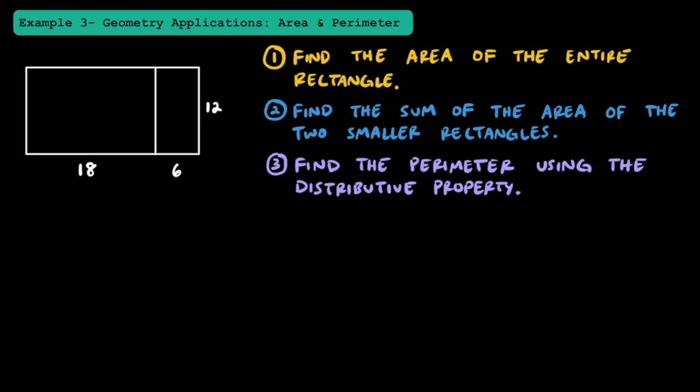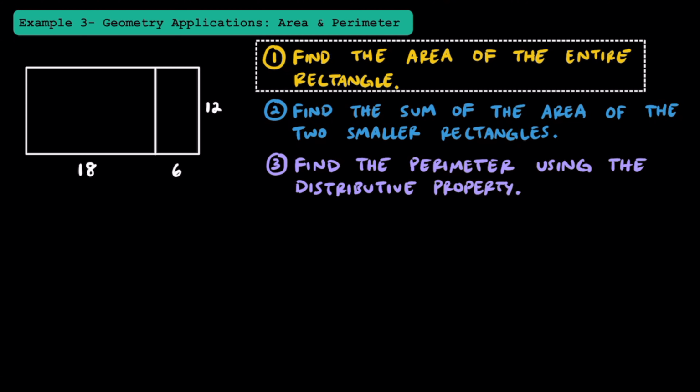That brings us to example 3, where we'll try a few geometry application problems involving area and perimeter. Let's start by finding the area of this entire rectangle. To find the area of the whole rectangle, area is going to equal length times width. Our length is going to be this entire side right over here, from the left all the way to the right, and to get the entire length, that's going to be 18 plus 6.